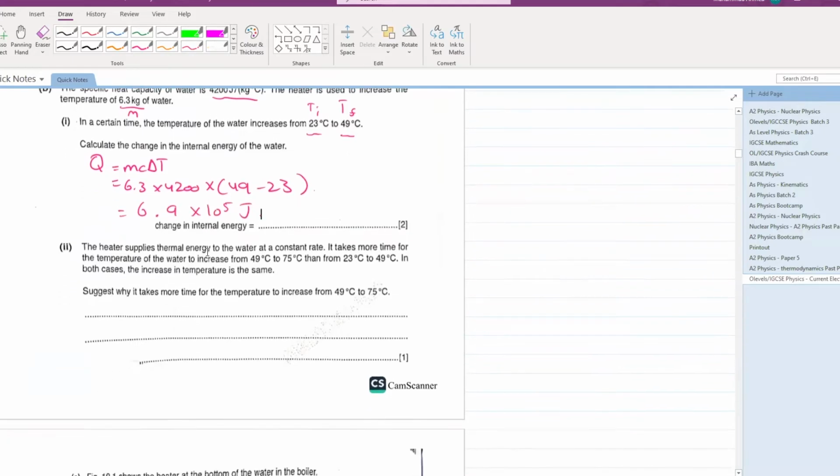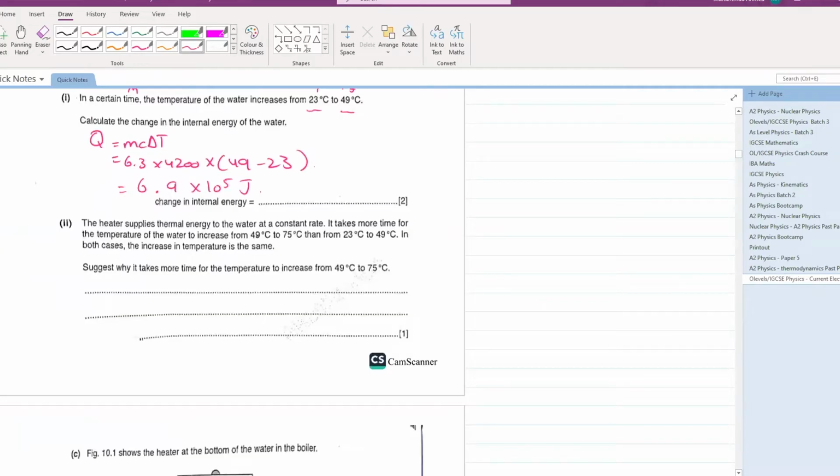Let's further move ahead. The heater supplies thermal energy to the water at a constant rate. It takes more time for the temperature of the water to increase from 49 degrees centigrade to 75 degrees centigrade than from 23 to 49 degrees centigrade. So the examiner is trying to say that heating the liquid from 49 to 75 degrees centigrade requires more time compared to heating from 23 to 49. Both have the same temperature change of 26 degrees centigrade, but this one is taking a larger time.